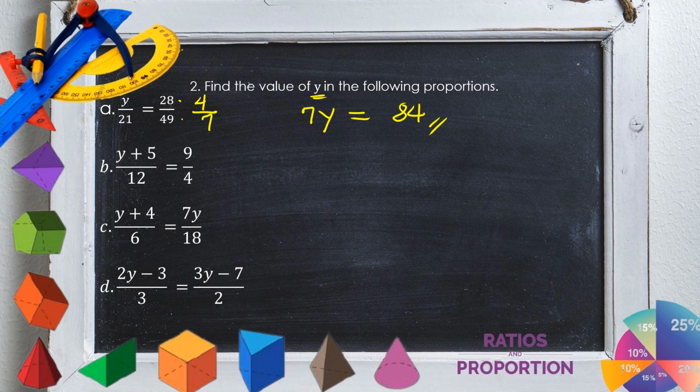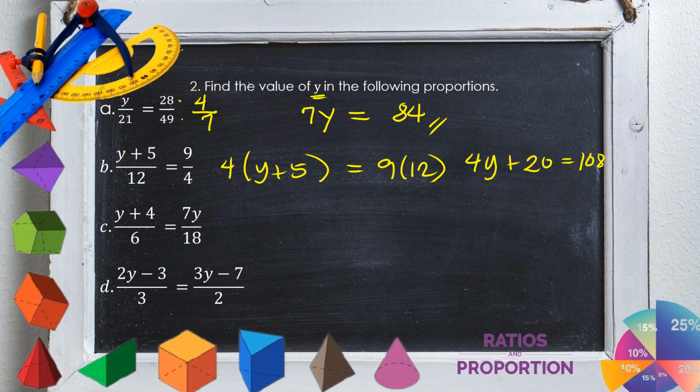For letter B, cross multiply 4 times the value of y plus 5 equals 9 times 12. So the equation is 4y plus 20 equals 108. So ito yun. Solve nyo na lang yung value of y.